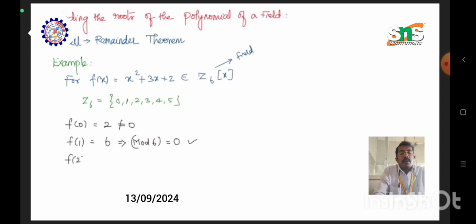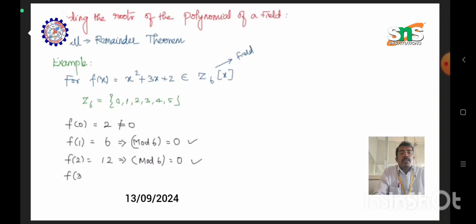And the concept of the factor theorem says that if we substitute a value in the function and the answer is 0, then that value you substitute in the function is a root. Similarly, when you substitute x = 2, you get 12, but 12 is not in the field, so you subtract 6 twice, or you take mod 6, and you get the answer 0. So 2 is also a root of the polynomial.